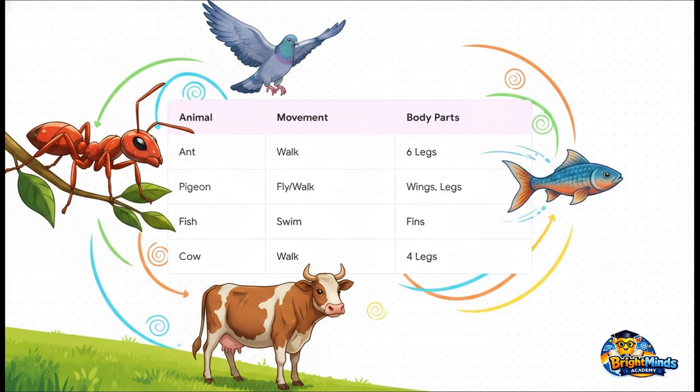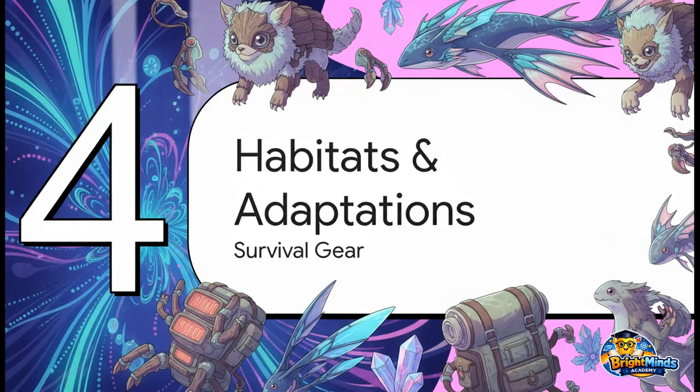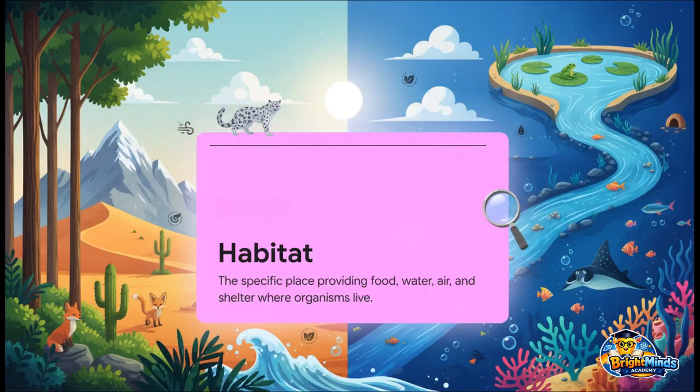Understanding these loadouts is really the first step in seeing how animals interact with their world. Which brings us perfectly to Section 4, habitats and cool adaptations. Basically, the survival gear needed for specific levels. Let's get our definitions locked in.